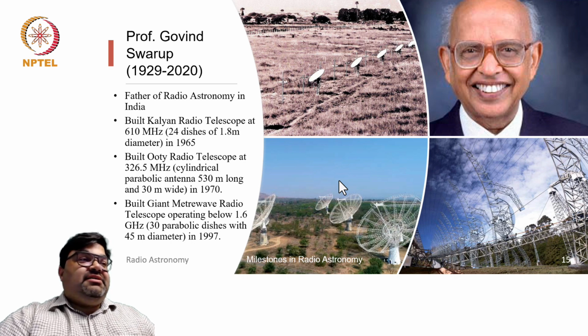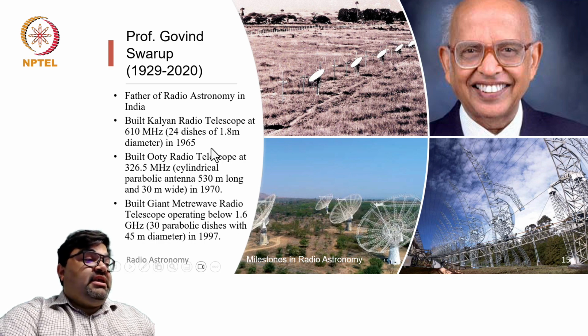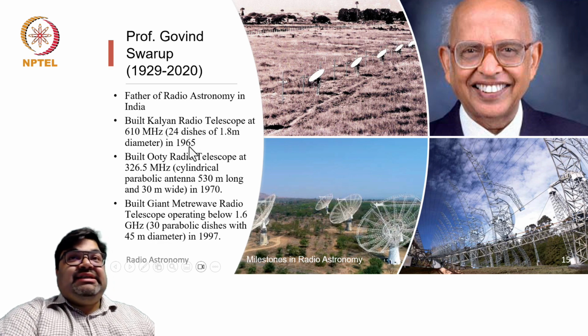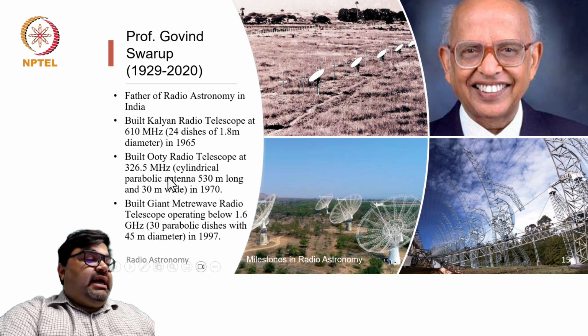We come next to Professor Govind Swarup, who is the father of radio astronomy in India, and he indeed did a remarkable job of building three telescopes. The first one was the Kalyan Radio Telescope. It was built at 610 megahertz, with 24 dishes of 1.8 meter diameter each. It was done in 1965.